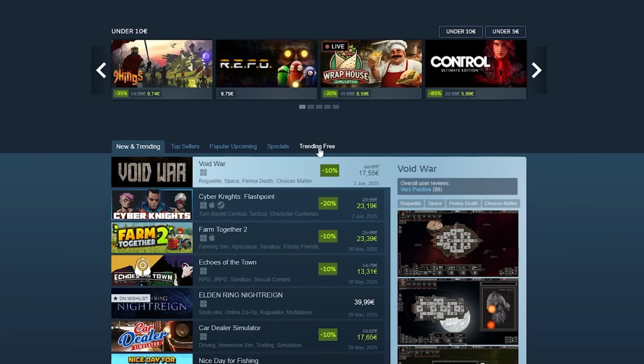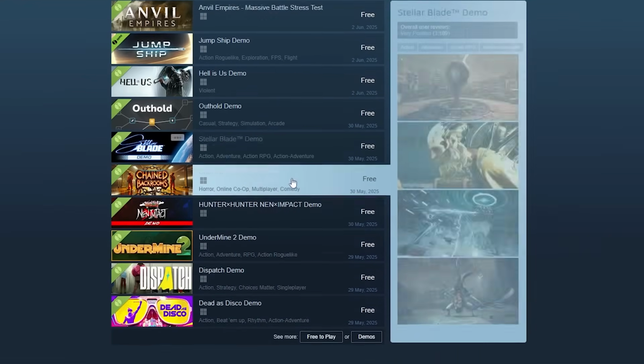That's why they do the new and trending free, is they're trying to introduce it to a new thing. And then you'll also show up in things like Discovery Queue, when Discovery Queue is specific to show you to new people who have never heard of you. And that's the thing, is Steam wants your game to be a hit. They make money.